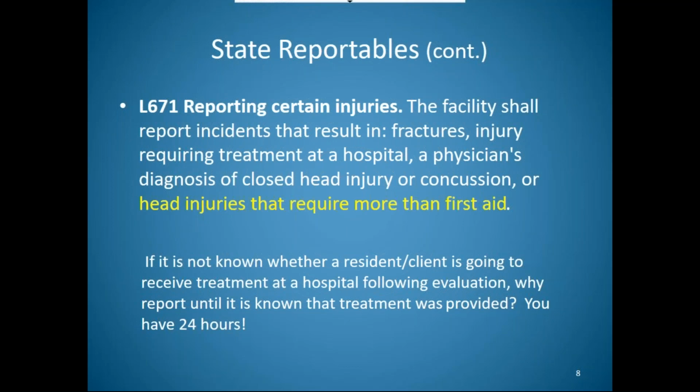And because you have 24 hours to report this, if you're not sure if that resident's going to be receiving treatment at the hospital following evaluation, there's no reason to just create the form and send it in right now. You do have 24 hours before you actually have to send it in. So especially whenever it comes to head injuries, you need to think about, maybe I'll hang on to this for a few hours and see what happens. You do have 24 hours.